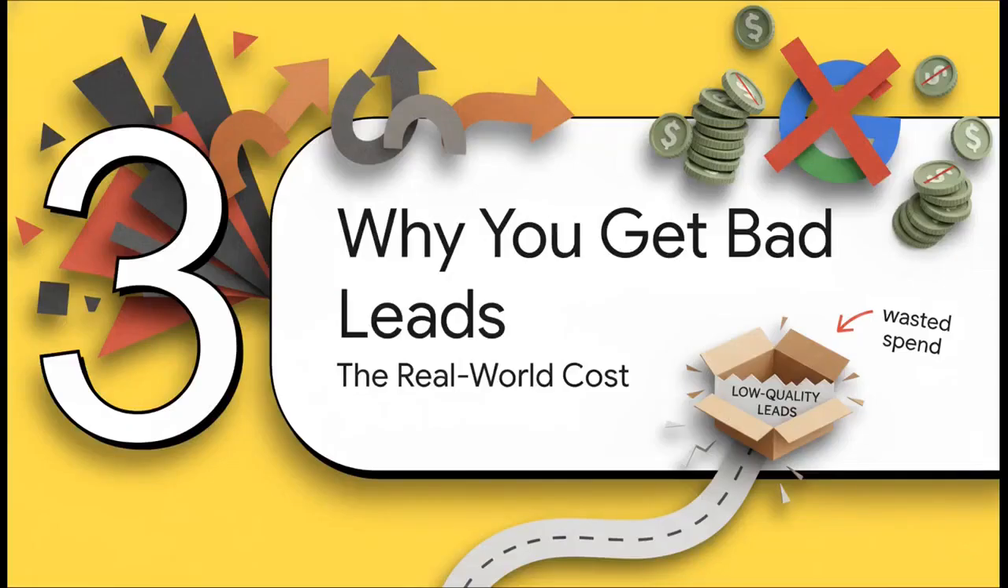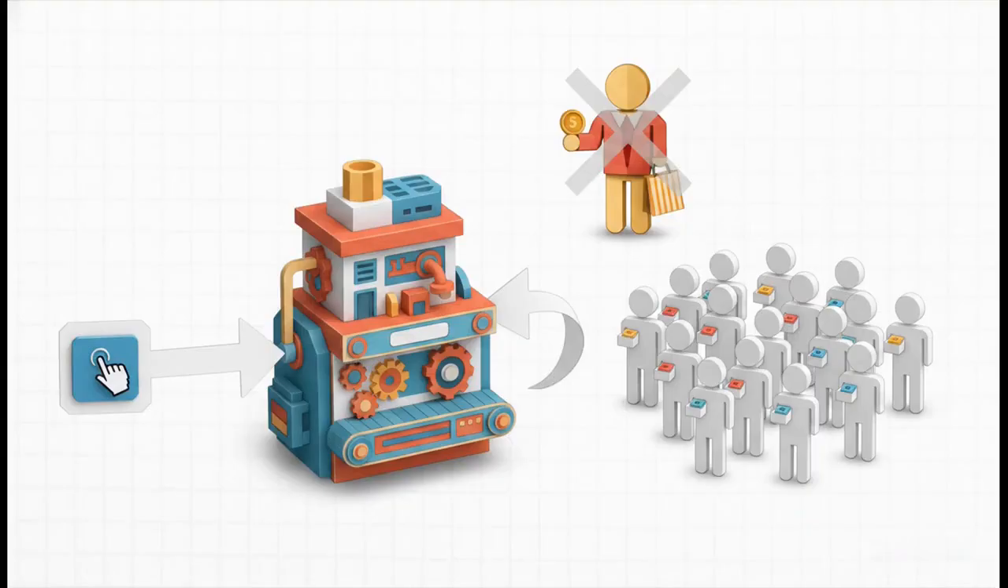And the consequences of this are huge. I mean, it's not just about having bad data. You are actively teaching Google's AI to bring you the wrong kind of people, which leads to wasted money and a ton of bad leads. See, that machine learning is always on, it's always working. So when you tell it that a button click is your goal, guess what? It gets really good at finding people who like to click buttons, which isn't the same thing as finding people who are ready to hire you.